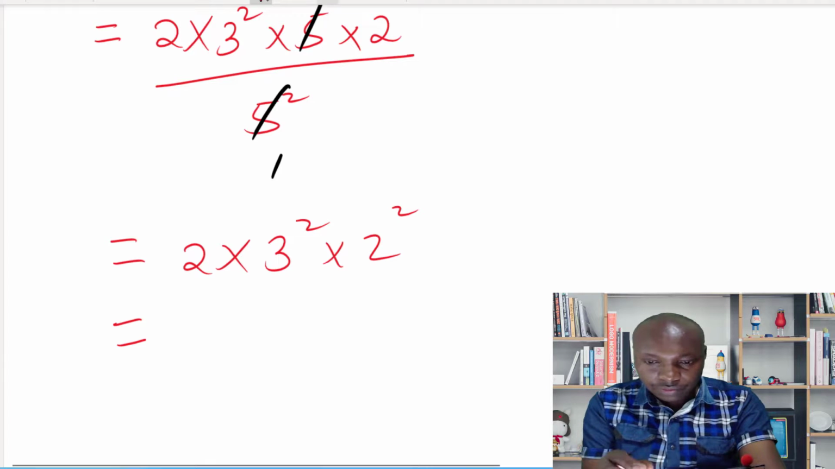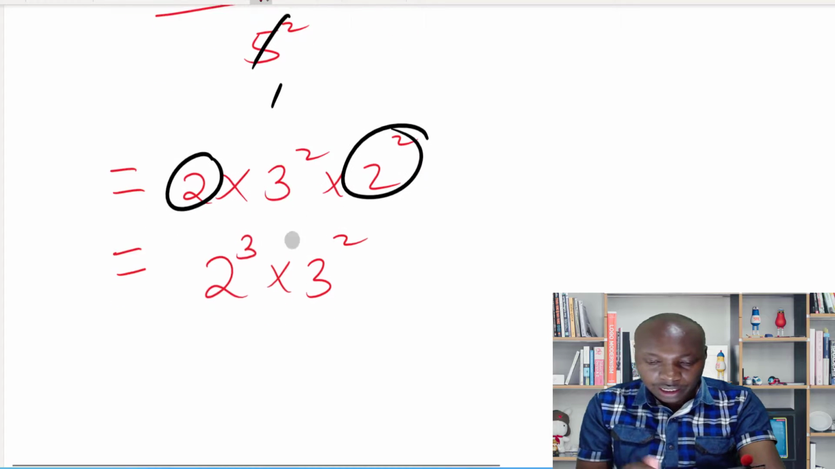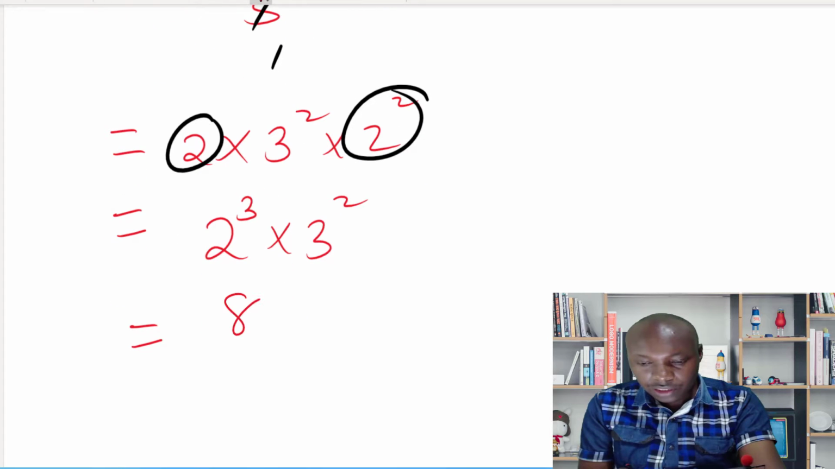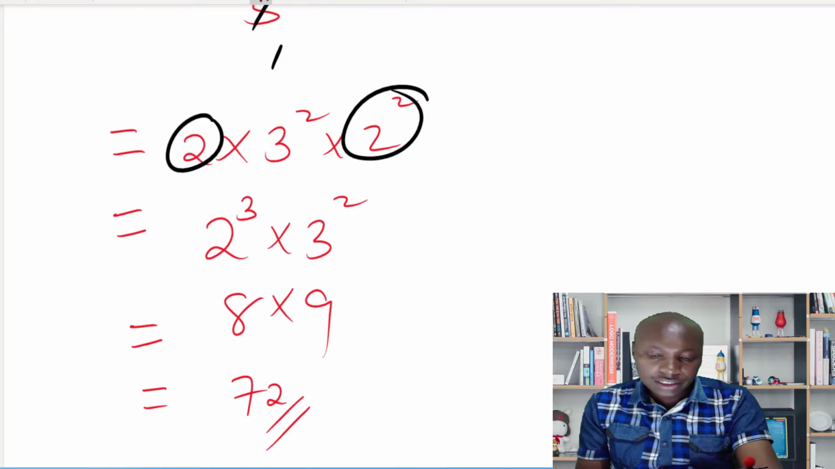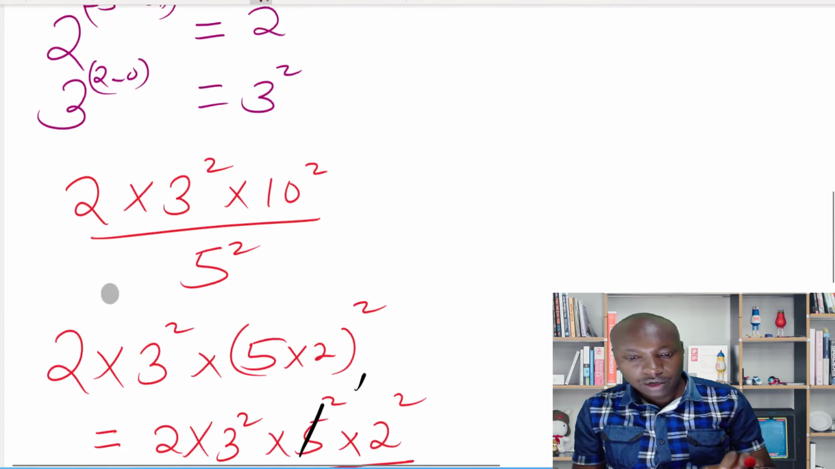When you look at this, if we combine these, we shall get 2 raised to power 3 multiplied by 3 squared, and this is the same as 8 times 9, and this will give 72 as the solution. And that is simply how you're supposed to work out that question.